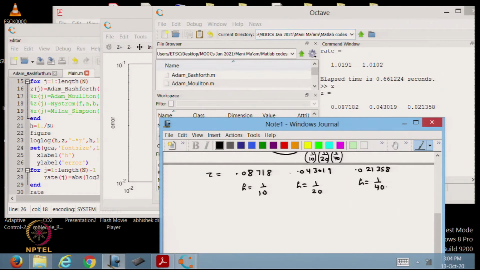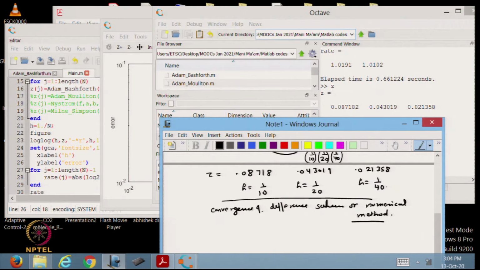So, as expected, error is decreasing. Error is decreasing with respect to h tends to 0. That is what we call the convergence of a difference scheme or numerical method. So, we have verified that the forward Euler method is converging by taking one particular example of an initial value problem.